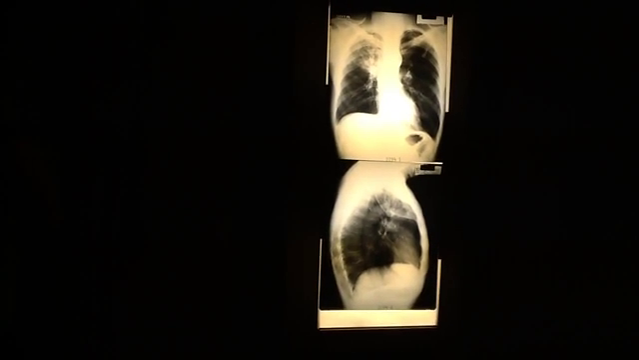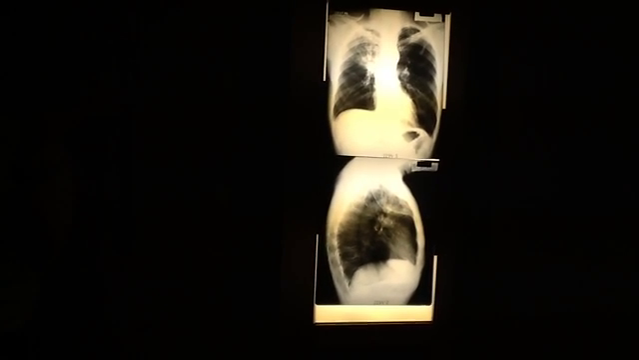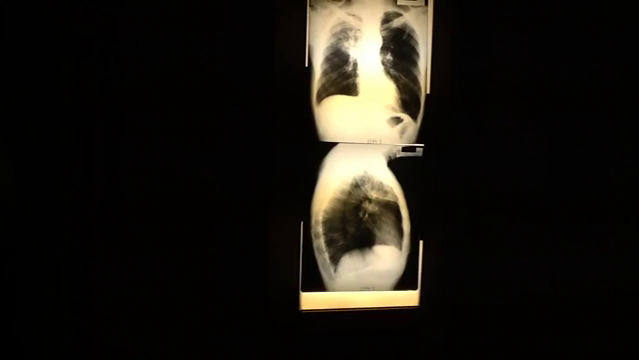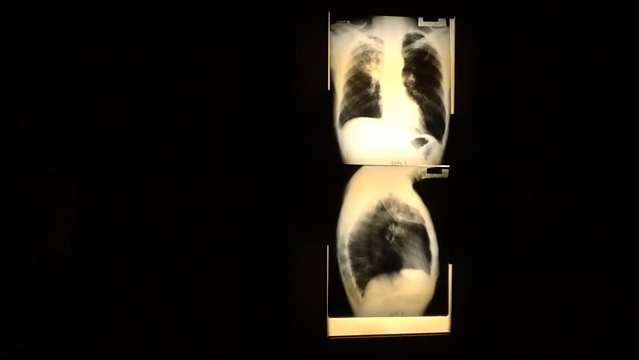Vascular crowding. Why do you get vascular crowding? Because the lung's getting smaller. But that's only visible very early. Why? What density are the blood vessels? Water. Okay, and so what happens to the lung as you shrink it?